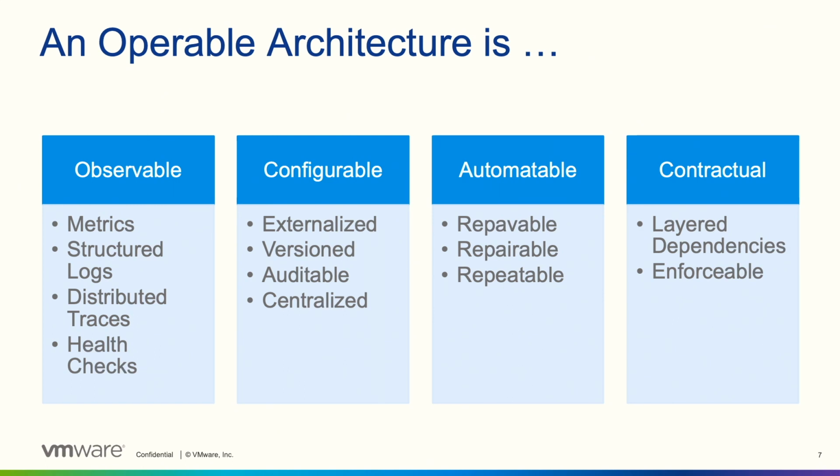The second thing is things are configurable. We all know hard-coded values are bad. Okay, if they're bad, what are you going to replace them with? Well, I'd like to replace them with something that's externalized, so the configuration is outside the application. I'd like this to be versioned, so I can go forwards in time and backwards in time to previous versions. I'd like it to be auditable, so I know who changed what setting. And I'd like it to be centralized, so I don't have to change the same setting in like 50 different places, right?